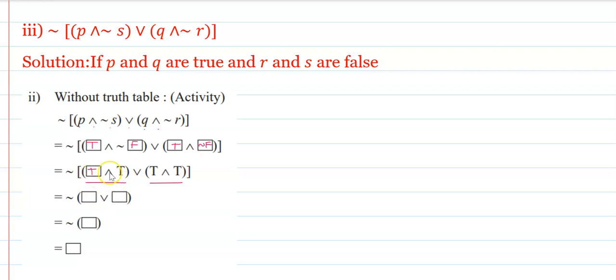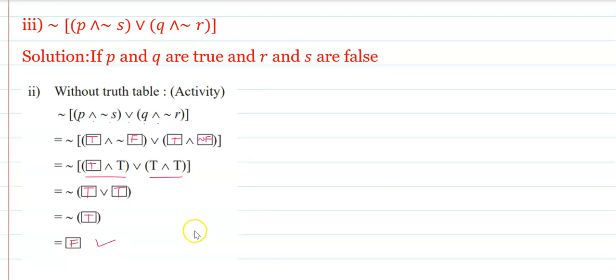Now T and T is T. Again T and T is T. T or T is T, and the negation of T is F. This is the answer.